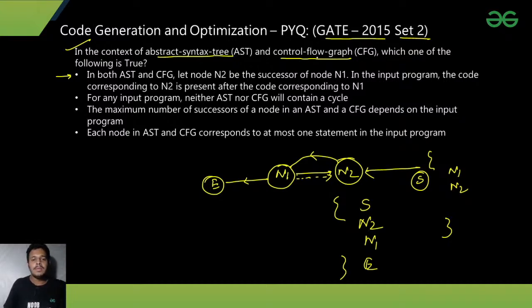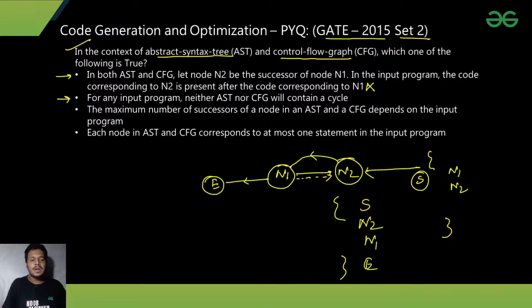I have talked about multiple control flow graphs, so you can take that example. A backward path is obviously possible in control flow graphs. So even though N2 is the successor of N1, in the code itself N2 is not actually after N1, it is before N1. So the first statement is not correct, it is false.